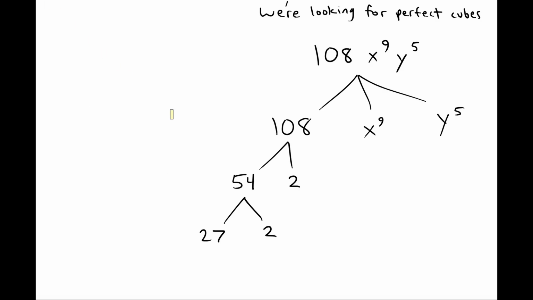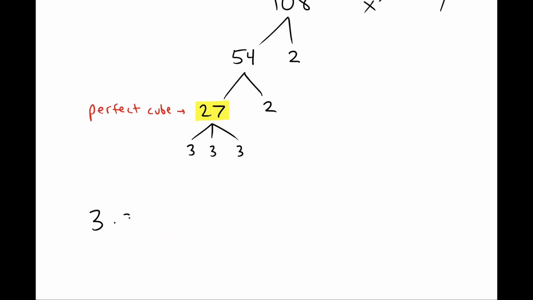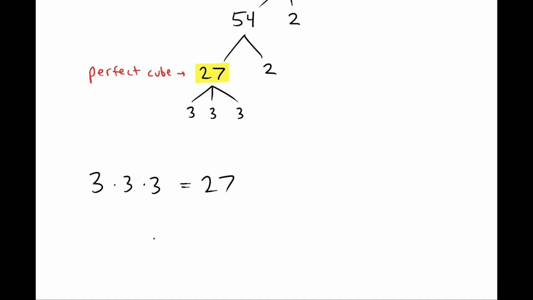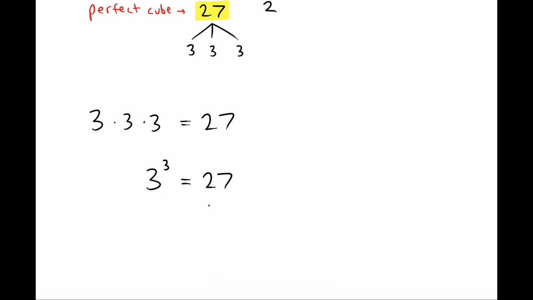I recognize 27 as being a perfect cube. Why is it a perfect cube? Because it would be made up of 3 times 3 times 3. So since 3 times 3 times 3 makes 27, we could write that as 3 to the 3rd is 27. And if 3 to the 3rd is 27, it follows that the cube root of 27 will be 3.